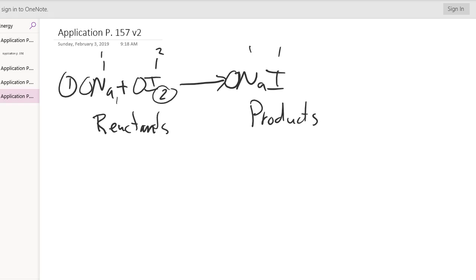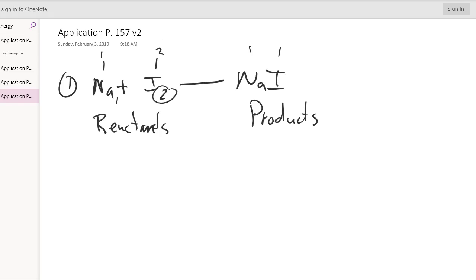And then they want you to balance the element with the largest subscript first. So let's look at this problem that we have here. Which element has the largest subscript? Well, iodine has the largest subscript. So that's the one that we have to balance first. But it doesn't mean we have to balance the one on the left-hand side first. We just need to balance the iodine first because it's got the largest subscript.